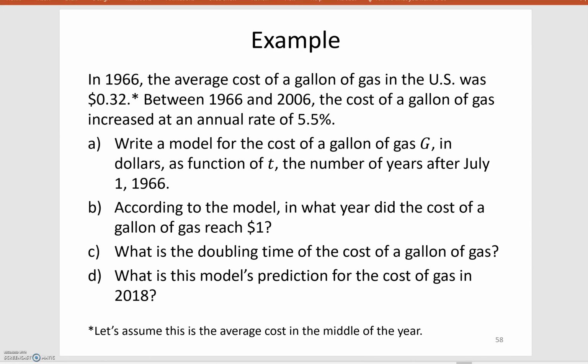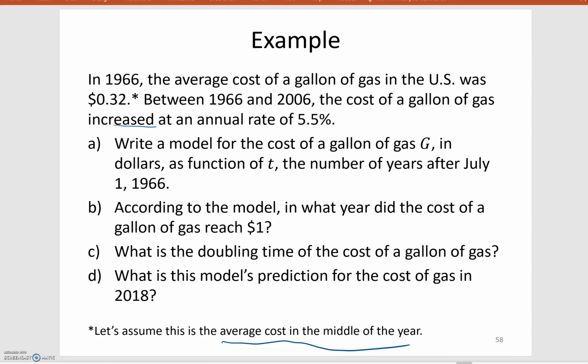All right, let's move on. Let's look at another exponential example and do some more work with exponential functions. In 1966, the average cost of a gallon of gas in the U.S. was 32 cents, and we're going to assume this average cost to be the middle of the year. Between 1966 and 2006, the cost of a gallon of gas increased at an annual rate of 5.5%.